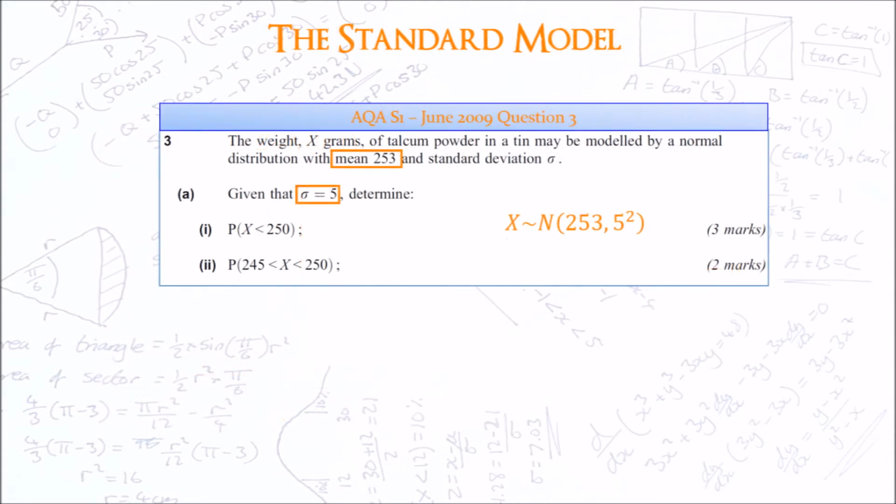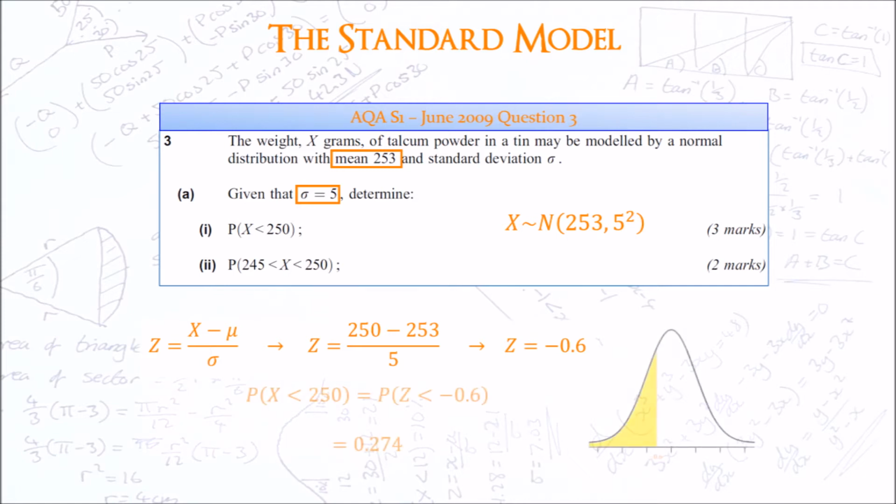So in this question here, you can see it tells us that it's normally distributed and it's got a mean of 253 and a standard deviation of 5, and it asks for the probability that x is less than 250. The first thing we have to do is turn this into a standard model question. We do this by taking Z is equal to x minus mu over sigma. X in this case is 250, our mean is 253 and our sigma is 5. This gives us a value of Z is equal to minus 0.6. Once we've identified this Z value, we just go to our calculator and plug this in and we'll get the probability of 0.274. We'll see how to do this in a calculator a bit later on if you're unsure how to do this.